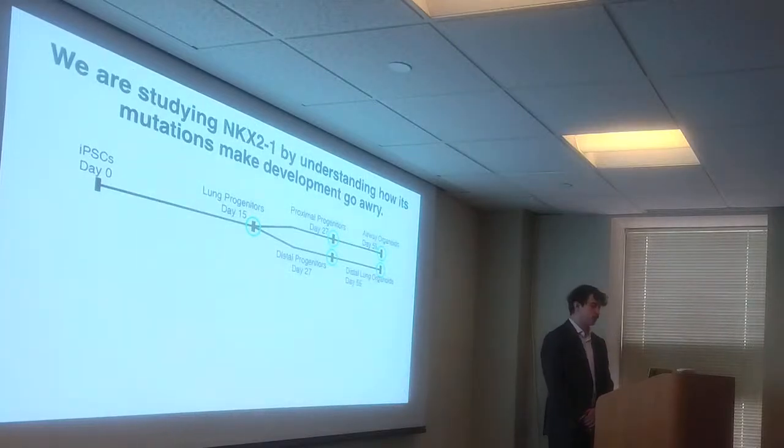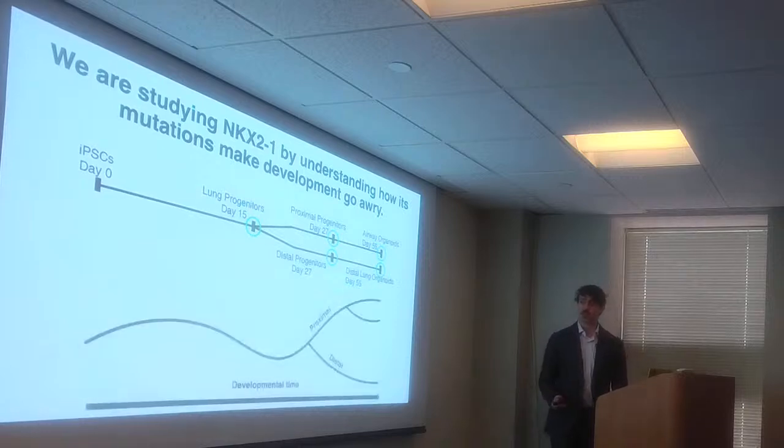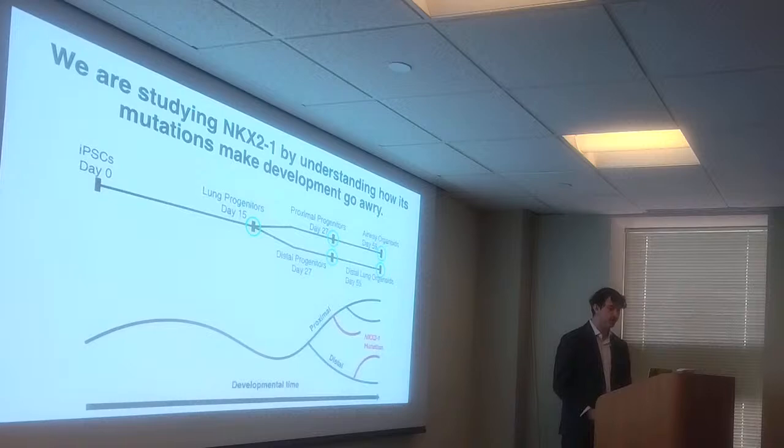So next, we really want to study how NKX2-1 works in health by studying how its mutations make development go awry. So to do this, we really want to take cells at various points in our directed differentiation protocol and probe them extensively. This will generate a sort of roadmap of lung development. Next, we can add on or overlay information acquired from NKX2-1 mutations, thereby allowing us to look at what detours in this roadmap are taken with an NKX2-1 mutation. Therefore, we can use this platform to really study how NKX2-1 works in health.